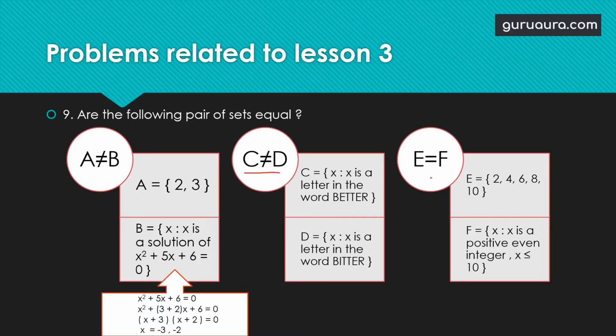Now let's see the third pair of sets. Set E has 2, 4, 6, 8 and 10 as its elements. Set F, the set of all x such that x is a positive even integer and x is less than or equal to 10, which again has the elements 2, 4, 6, 8 and 10. Therefore, set E and set F are equal.